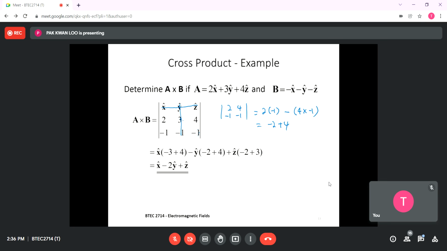And then same goes for z. Now the sign changes again, which is positive. So this is the rule that you should have already known.